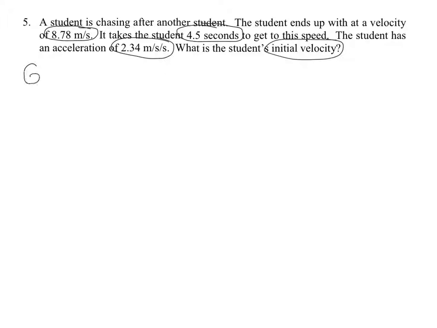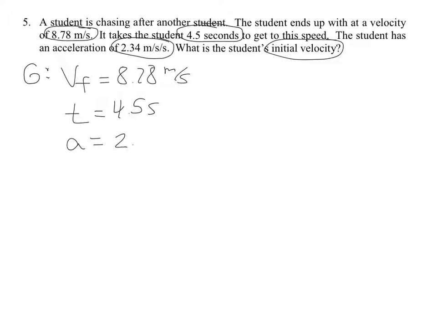All right, so we're given a lot of information. Let's start organizing. First of all, the student ends up with a velocity. Ends up means my final velocity is 8.78 meters per second. It takes the student 4.5 seconds to get to that speed, so that's a time to me: 4.5 seconds. And then it says the student's acceleration was a positive 2.34 meters per second squared. My unknown, according to my problem, is what my initial velocity is.